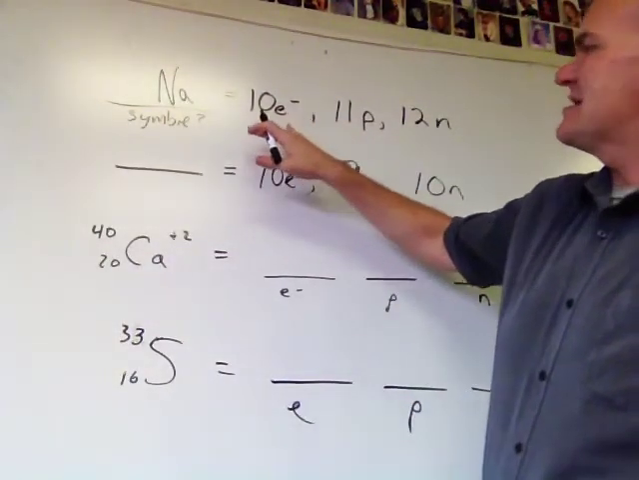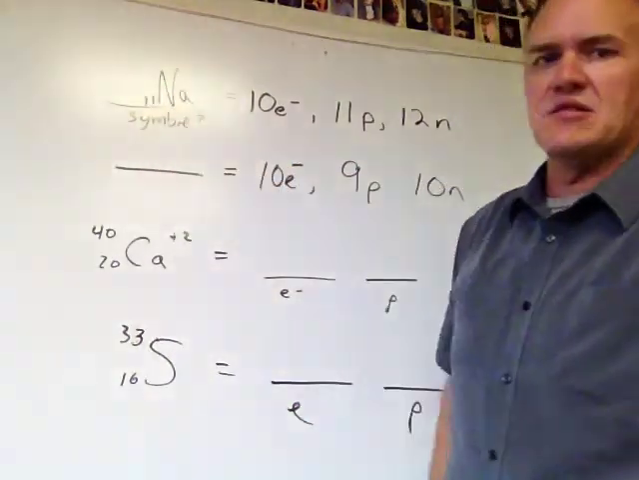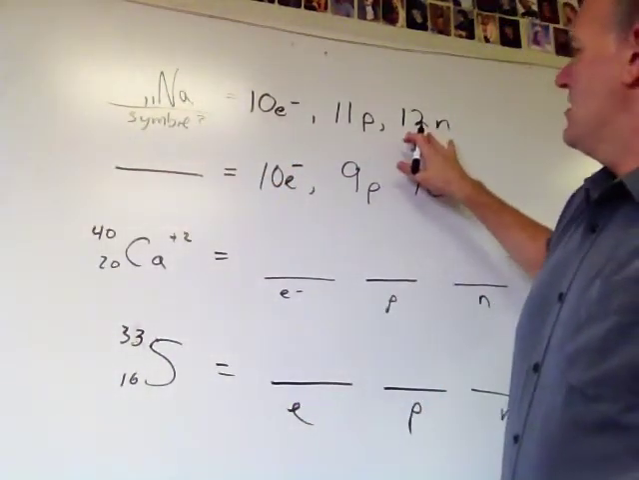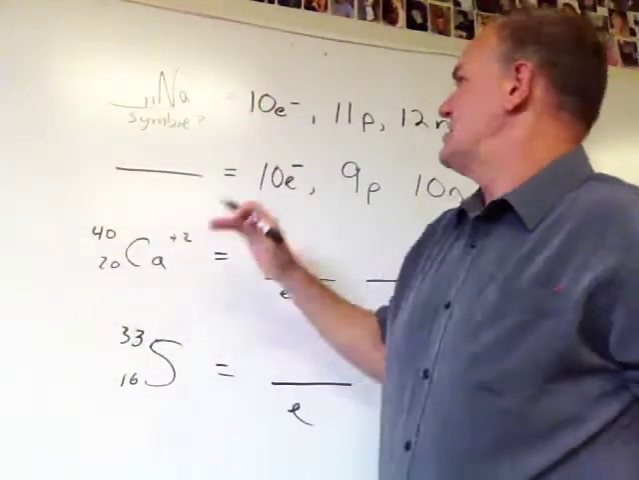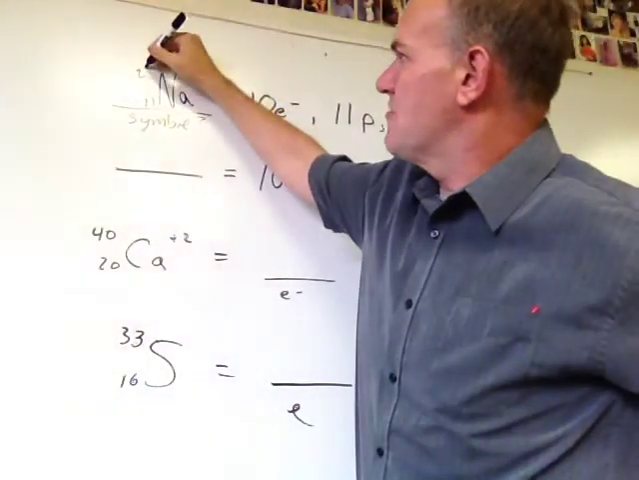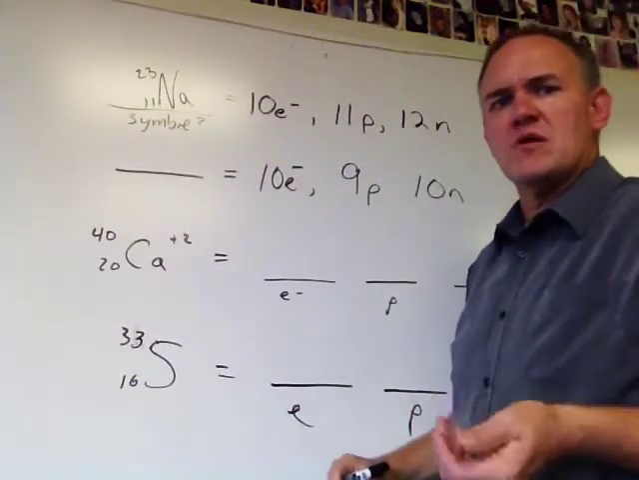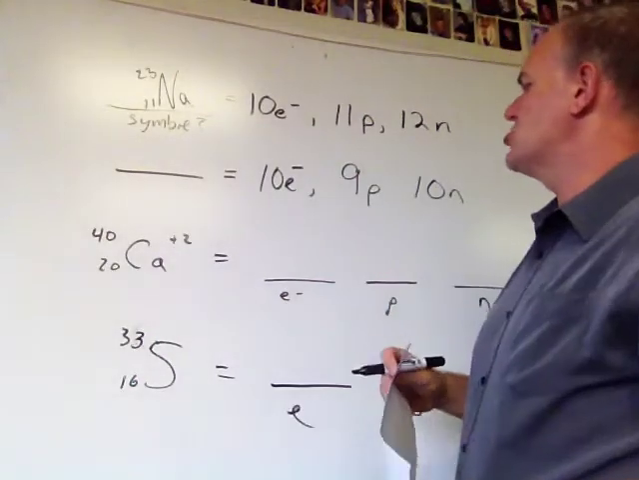So the next thing I need to do is write down here what the Z number is, what the proton number is, and that's 11. Then up top I want to put the mass number, which is not 12, it's the two together. It's 12 and 11 together, that's 23. So now, in the other day's homework we would be done, but now we got to look at the electrons, we got to look at charge.